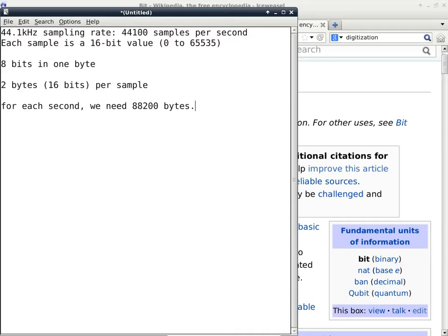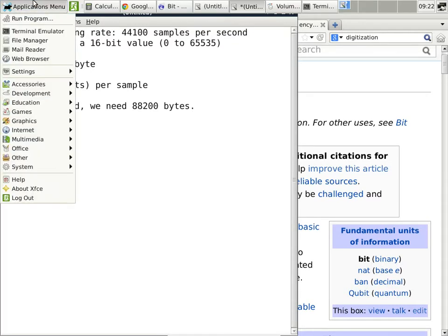So the next question is, if I want to do a 1-hour recording, how many bytes do we need? Does anyone want to take on that challenge and do the math? Okay, 88,200 per second. How many seconds do we have per minute? 60. And how many minutes per hour? Okay, so we're basically multiplying 88,200 by 3,600. And I'll cheat here and use a calculator.